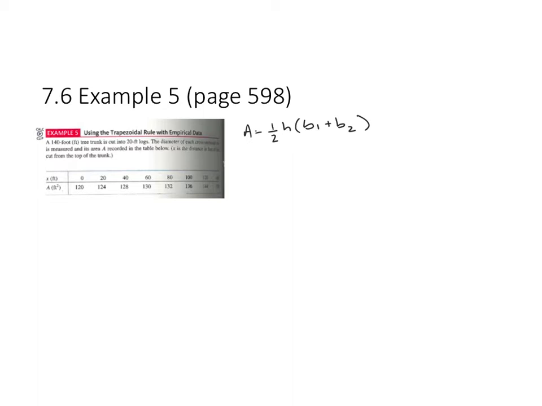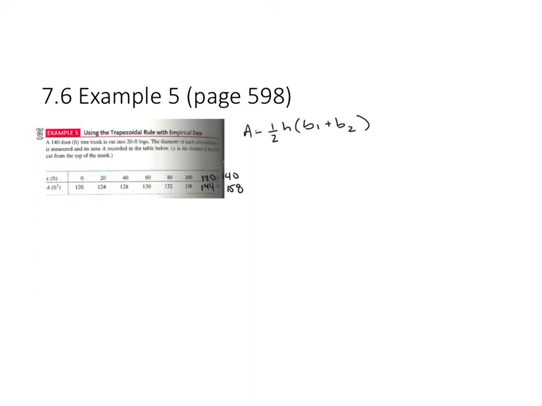I can't really see these last numbers. It's 120 and then 140, and I have 144 here and 158. All right. A 140-foot tree has a trunk. The tree trunk is cut into 20-foot logs. The diameter of each cross-section cut is measured and the area A is recorded in the table below. X is the distance in feet of the cut from the top of the trunk. The question is asking us to find the approximate volume of the trunk using the trapezoid rule.